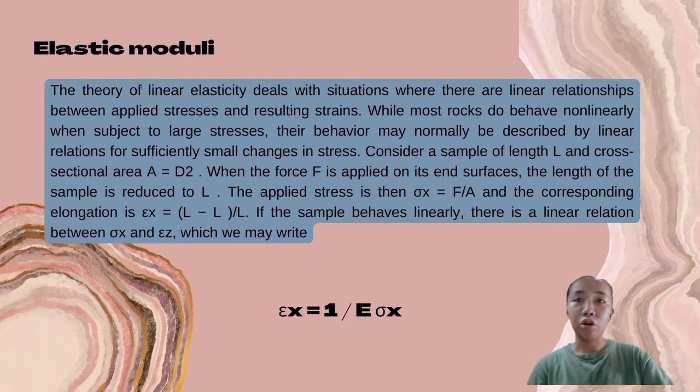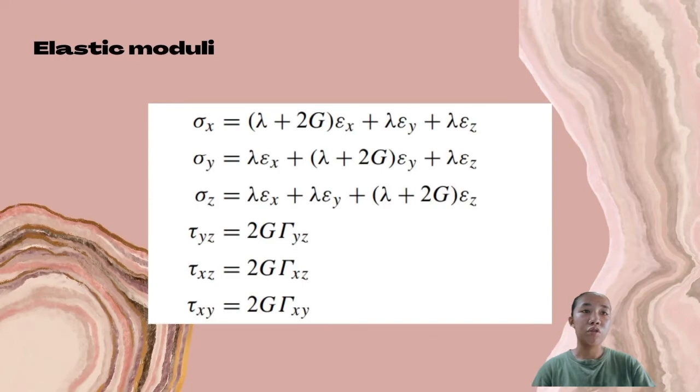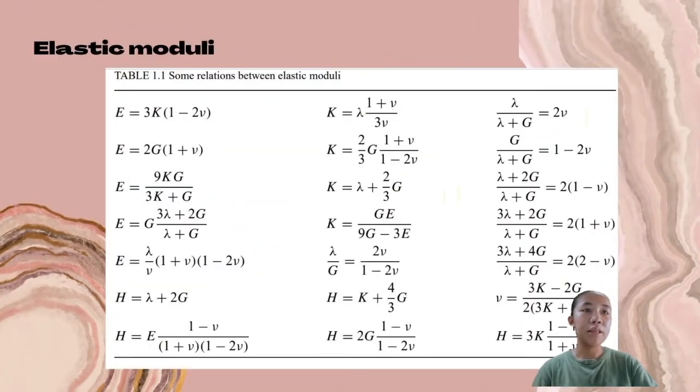It is a measure of the stiffness of the sample, the sample's resistance against being compressed by an axial stress. Isotropic materials are materials whose response is independent of the orientation of the applied stress. For such materials, the principal axes of stress and the principal axes of strain always coincide. For isotropic materials, the general relations between stresses and strains may be written by these equations. These are also the relations between elastic moduli.